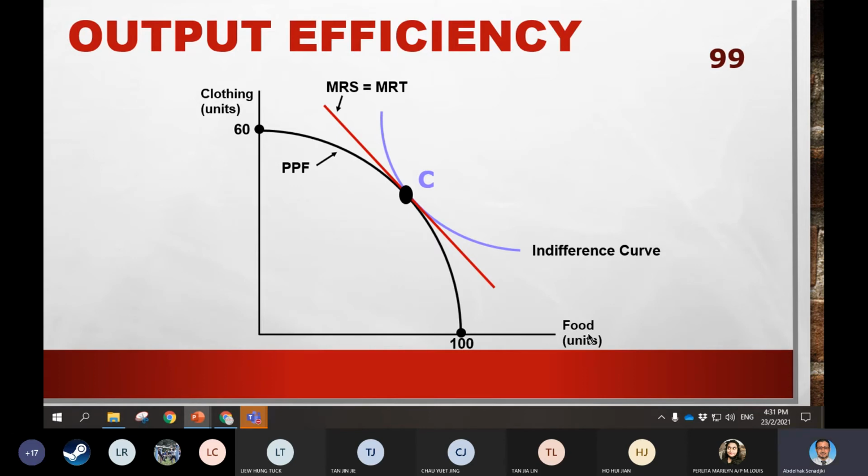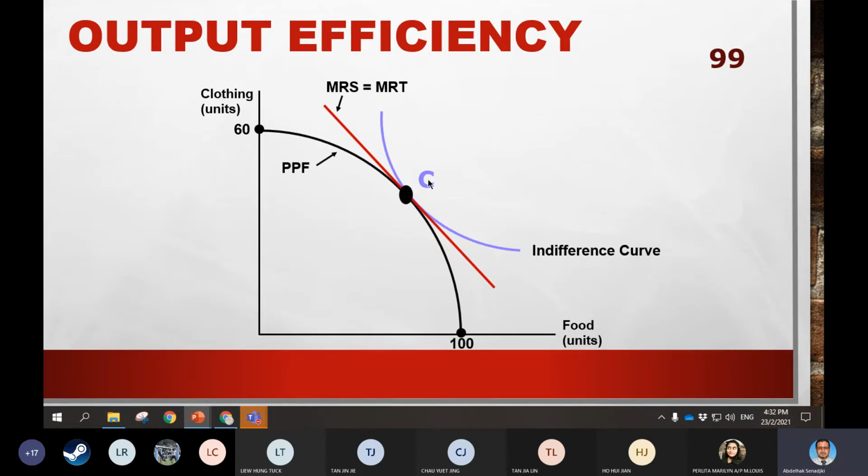Either I produce 100 units of food, or I produce 60 units of clothing, or I produce a combination. This is the indifference curve for the consumers that represents the marginal rate of substitution. To understand that logic, if you remember, to reach efficiency, the slope of the indifference curve must be equal to the price ratio. So the marginal rate of substitution, this is the line. It must be tangent with the indifference curve.